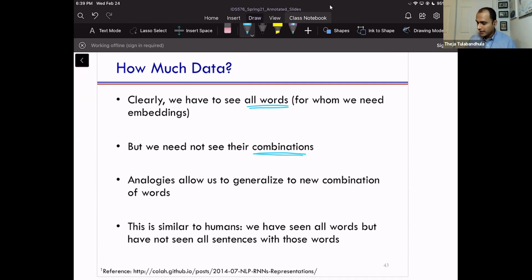And this is similar to how we also work. It's not like we look at all permutations or all combinations of pairs of words or triplets of words to get a sense of which words should be next to other words. We actually generalize, and the model itself also picks up that signal that words appearing in similar contexts should have similar vectors.